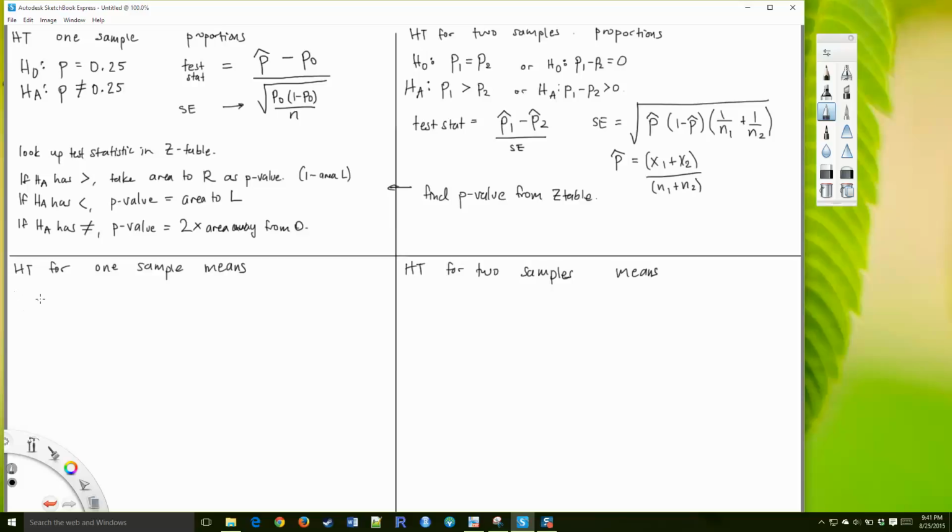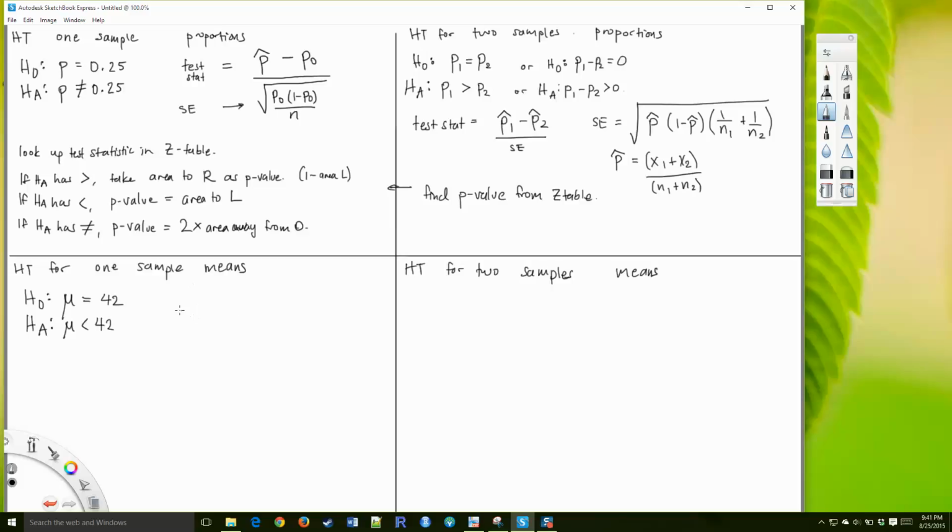All right, let's do a hypothesis test for one sample means. We're almost done here. The null hypothesis is mu is equal to some number. I'm going to just make up a number, 42. And then the alternative, maybe mu is less than 42, or whatever it might be.